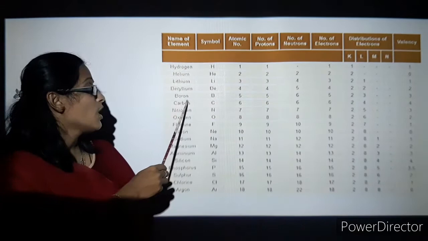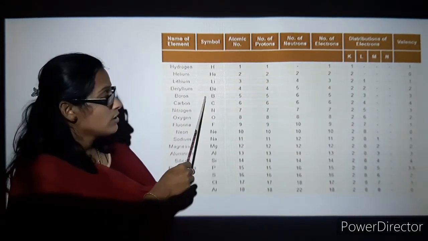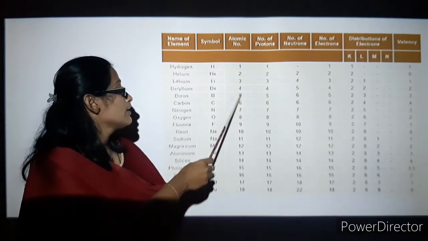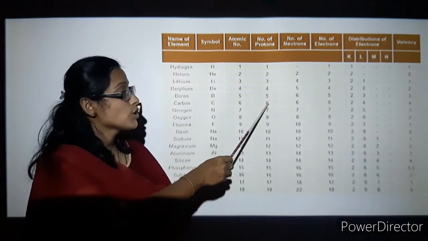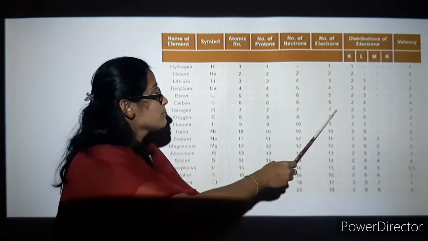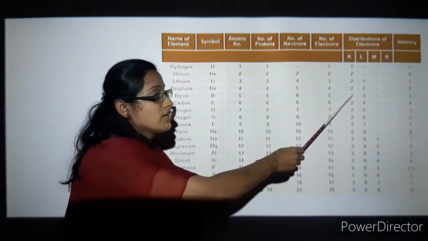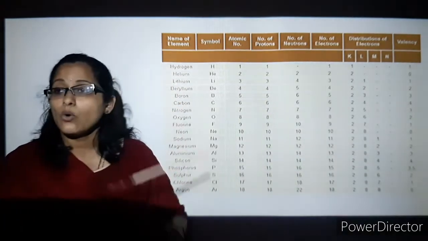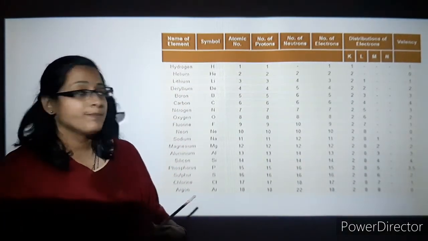So next is boron. So boron you can see that B is the symbol, your atomic number is 5, proton is 5, again plus 1, neutron is 6. So electrons remain 5 here. So your first shell is 2, second shell is 3. So again your valency, the outer shell, becomes 3.